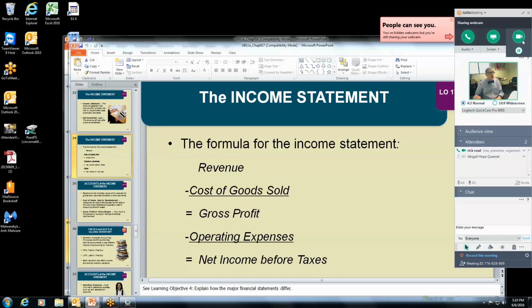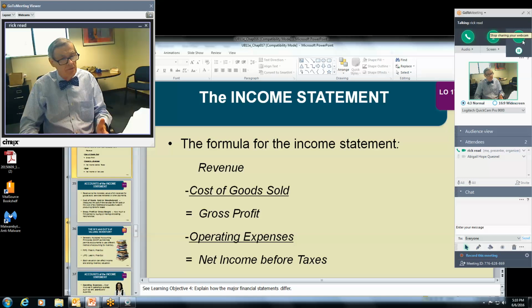Now here's the formula for the income statement. Revenue. Revenue minus the cost of goods sold equals gross profit. That's gross profit. That's not net profit, which we come to. And then we have gross profit minus operating expenses, which gives us our net income before tax.